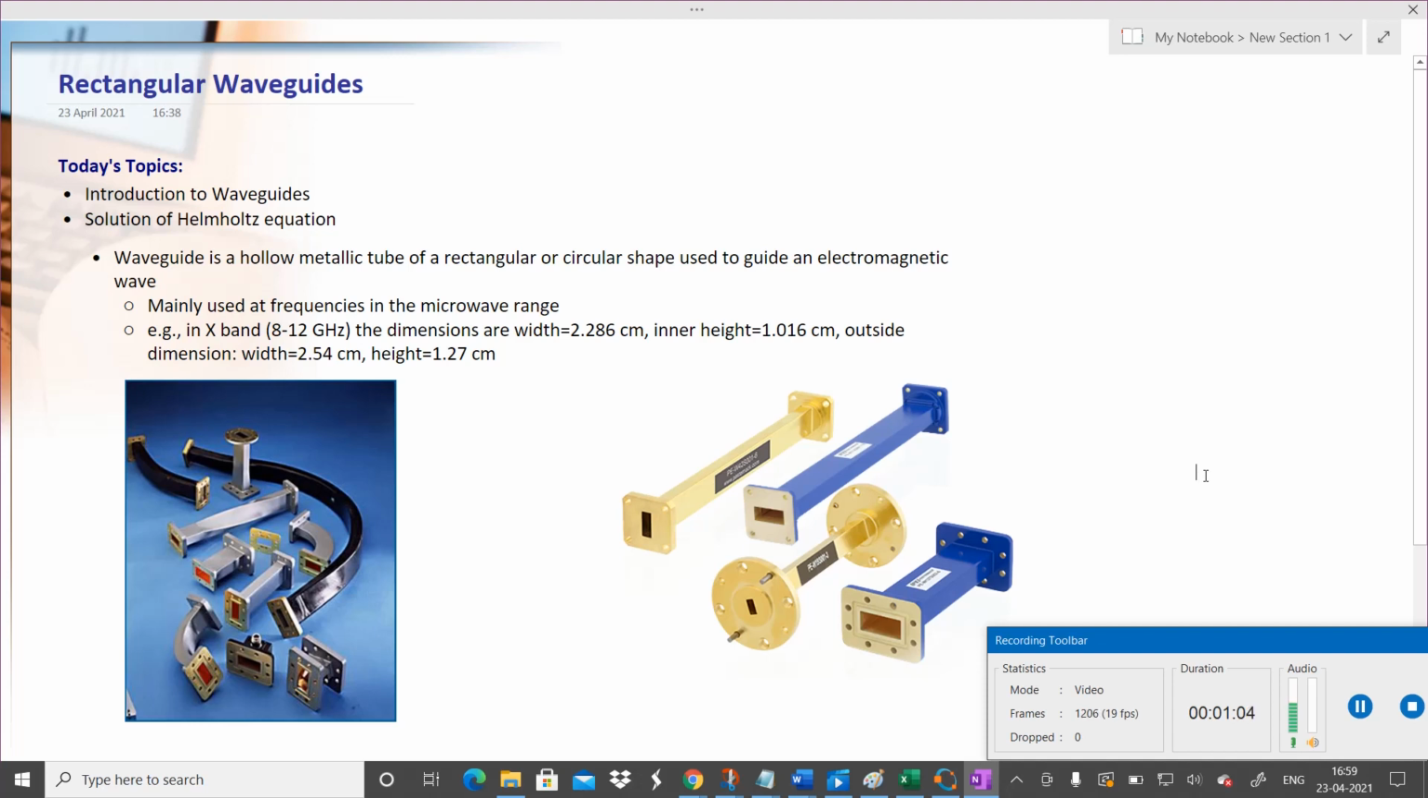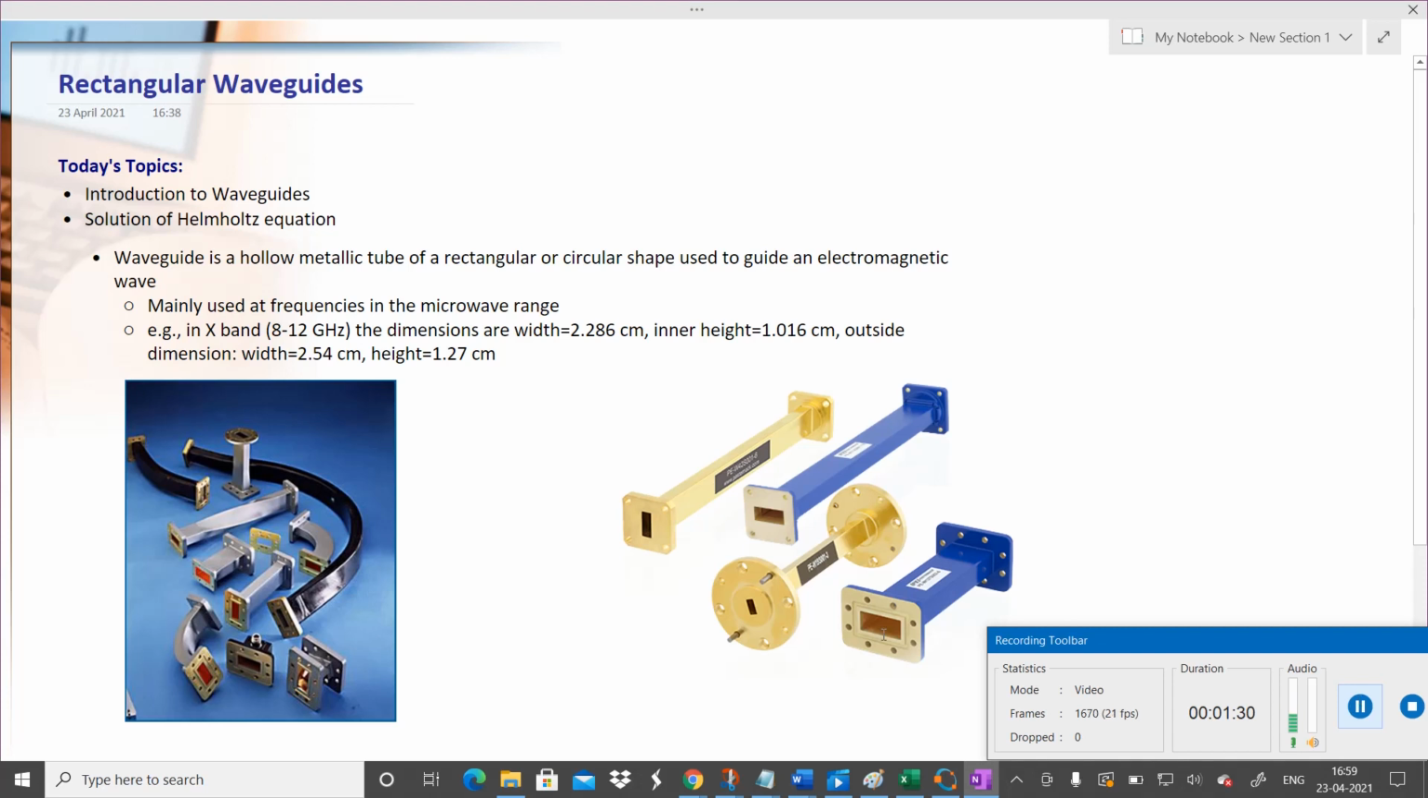The way optical signals are transmitted via optical fibers, waveguides are analogous to optical fibers at the microwave range. As an example, suppose I am using the terminology X band, which is the military frequency band, 8 to 10 gigahertz. The dimensions are like your width is 2.286. These are the inner dimensions. As you can see in these waveguides, it is hollow, so there will be an inner dimension.